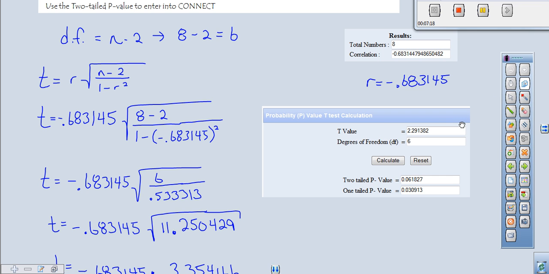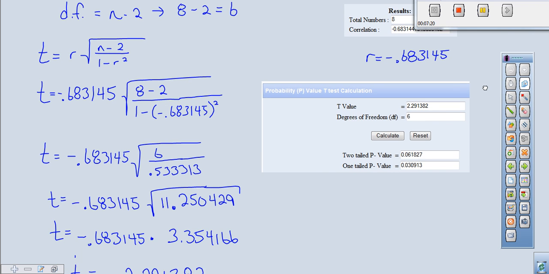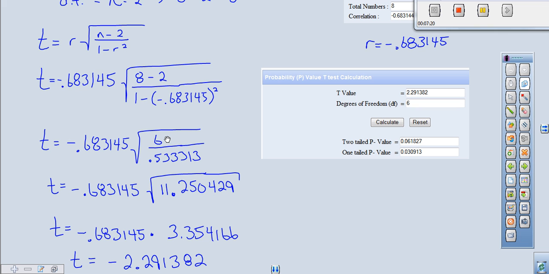We go through step by step. 8 minus 2 is 6. 1 minus the square of that number is 5.53313. 6 divided by that is 11.2. Round to 6 decimal places. Again, I'm keeping that 6 decimal places. The square root of that number is 3.354166, 6 decimal places. I multiply those two numbers together and I get a t-value with 6 decimal places.